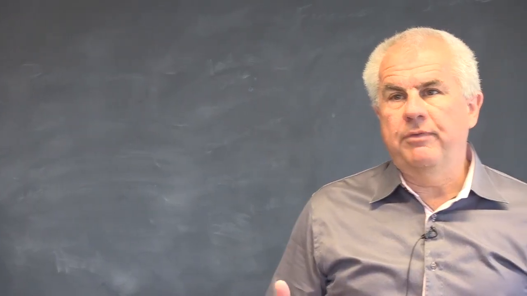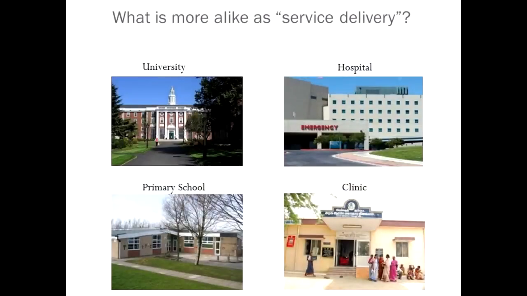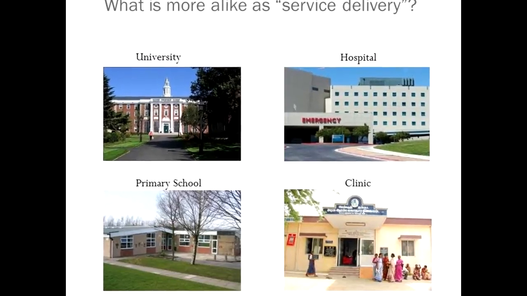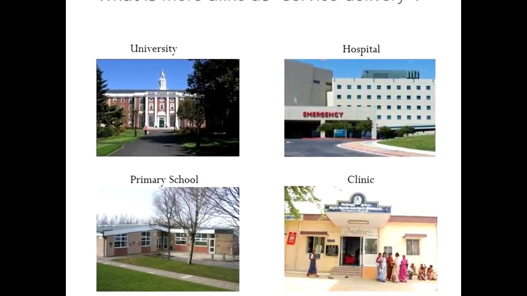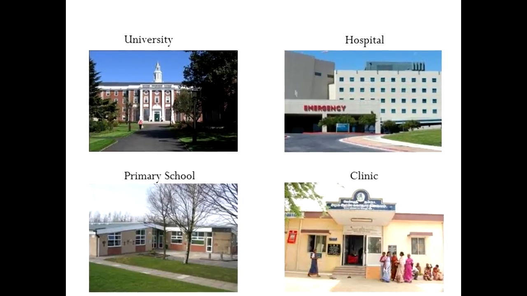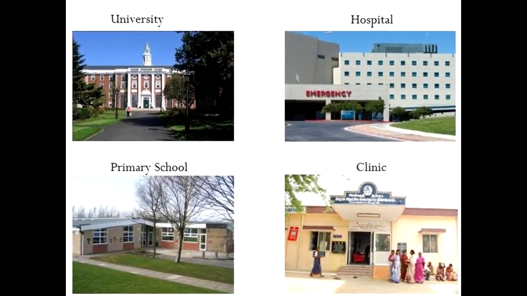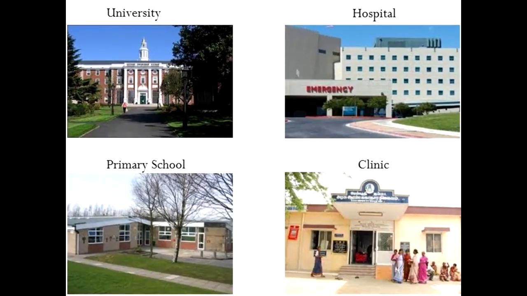So now, moving from animals to buildings, look at the pictures of these 4 buildings. One's a university, one's a hospital, one's a clinic, one's a primary school. Which of these is most alike? Well, clearly by sector or by objective, the clinic and the hospital both are trying to cure people. The primary school and the university are both trying to educate people.